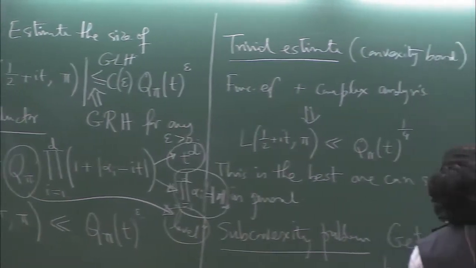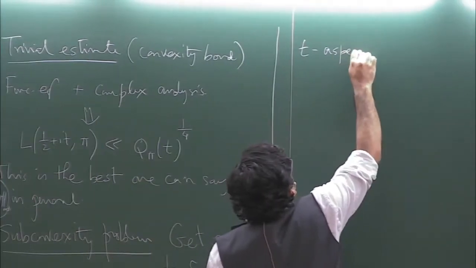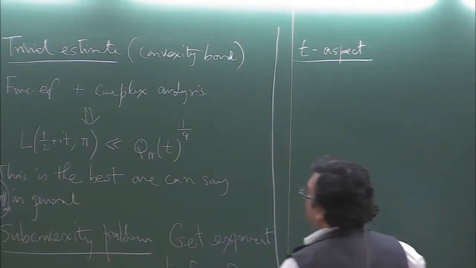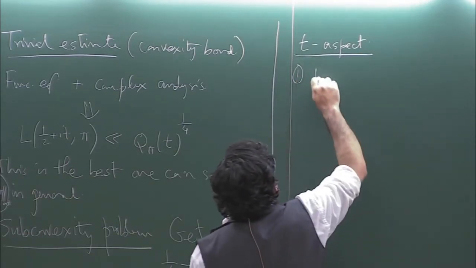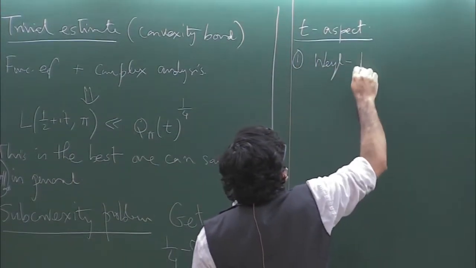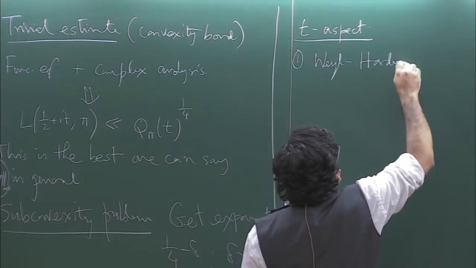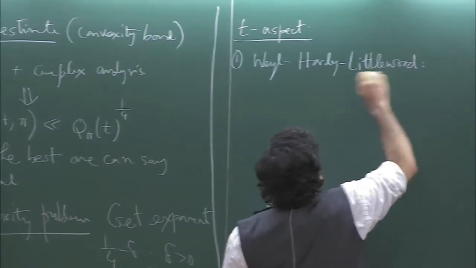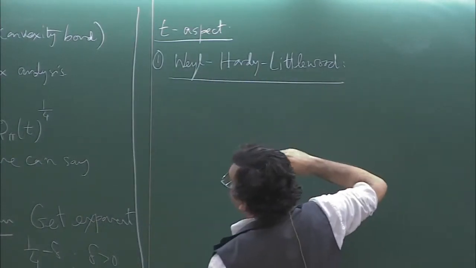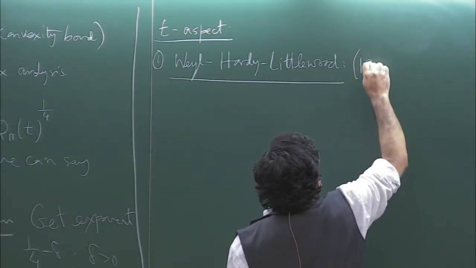So let me start with what are called the t aspect subconvexity bounds. This has a long history. It goes back to Hermann Weyl and Hardy and Littlewood. This is a part of classical analytic number theory, and goes back to the 1920s.